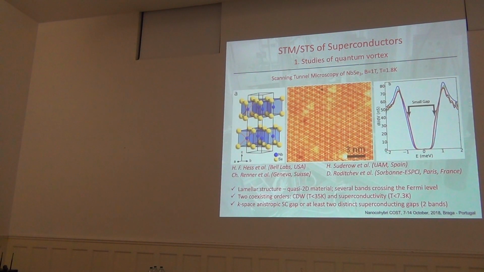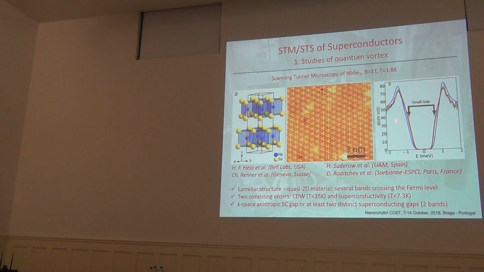So, for instance, the first experiments were done on a strange superconductor called niobium diselenide, which is a lamellar material. A nice thing about this is you can cleave it at room temperature in air, and the surface is protected by a selenium layer. You can rapidly put it into the STM and cool down, even if your STM is not UHV. Okay, that's why the first experiments were done on this material.